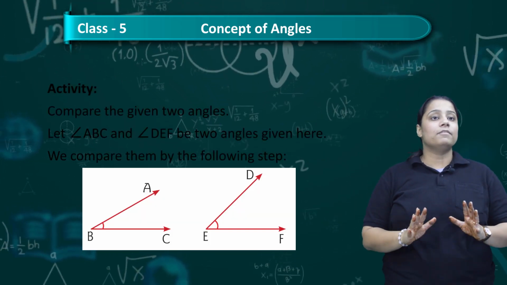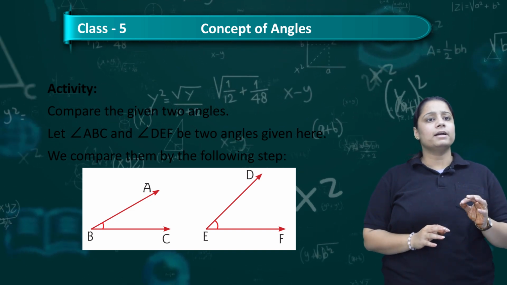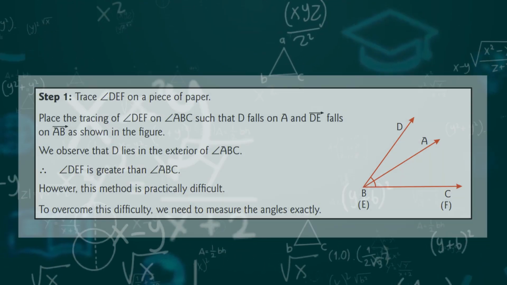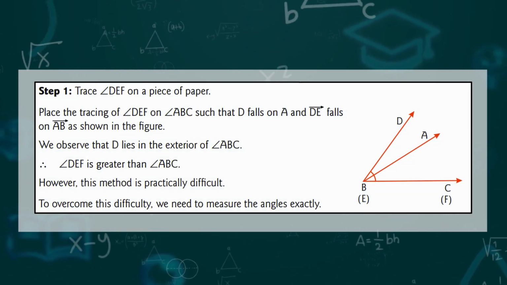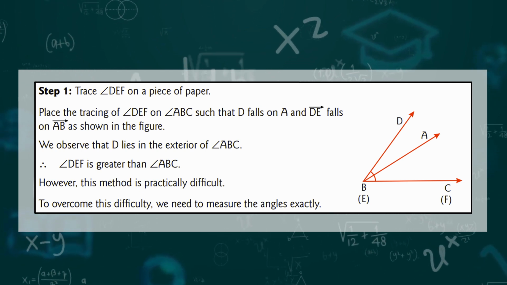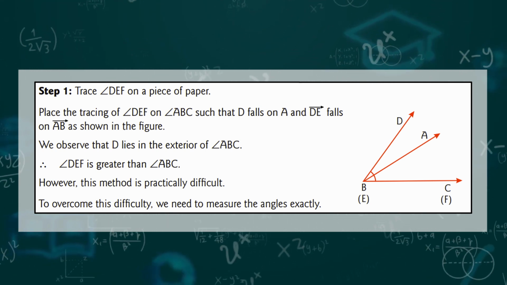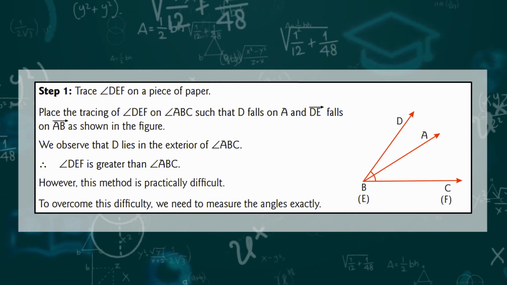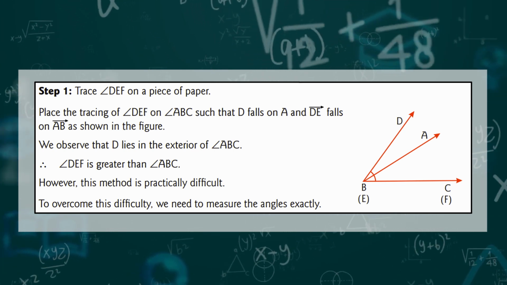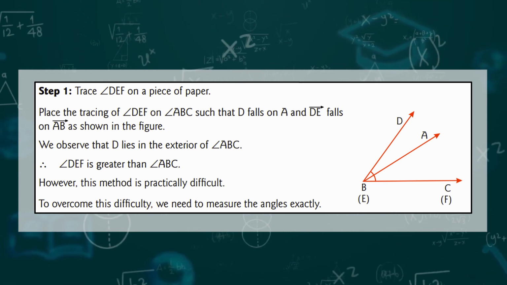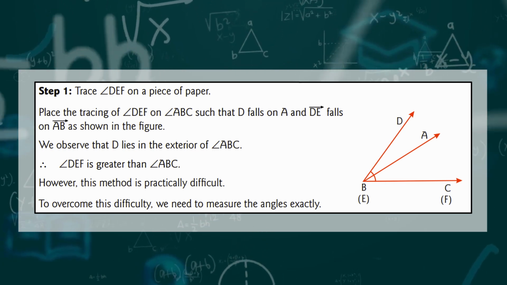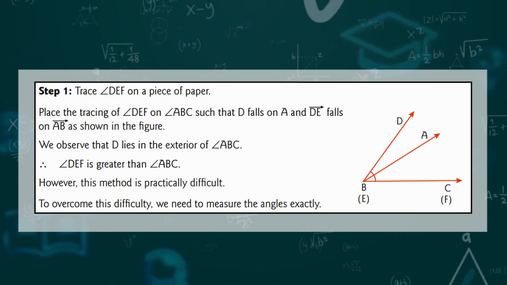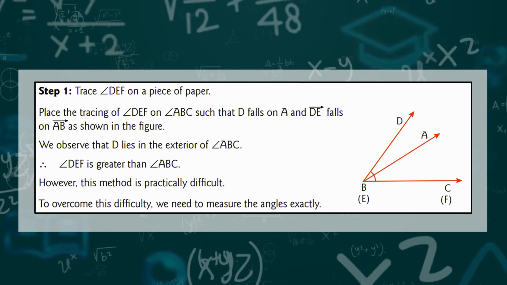Activity. Compare the given two angles. Let angle ABC and angle DEF be two angles given here. We compare them by the following steps. Step 1. Trace angle DEF on a piece of paper. Place the tracing of angle DEF on angle ABC such that D falls on A and ray DE falls on ray AB as shown in the figure. We observe that D lies in the exterior of angle ABC. That is, angle DEF is greater than angle ABC. However, this method is practically difficult. To overcome this difficulty, we need to measure the angles exactly.